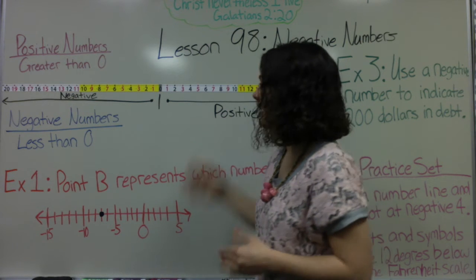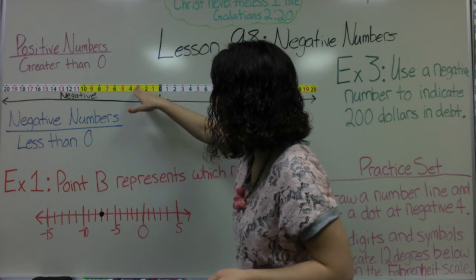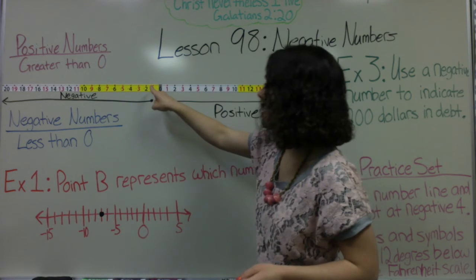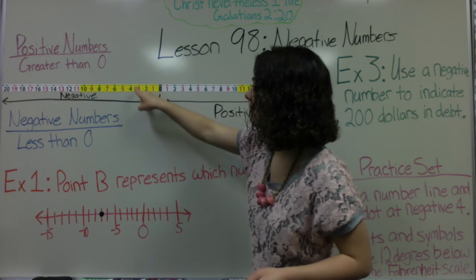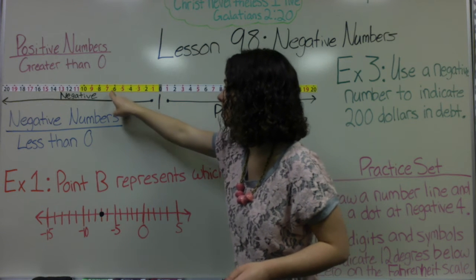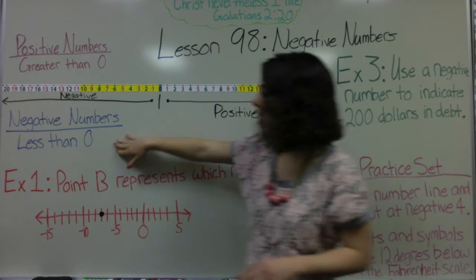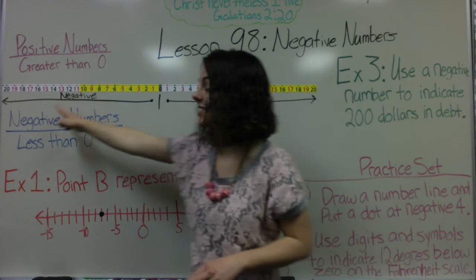So if you're looking for -7, don't start -10, 9, 8, 7. That would be counting incorrectly. You always start -1, -2, -3, -4, -5, -6, -7. So negative numbers are, of course, numbers that are less than 0.